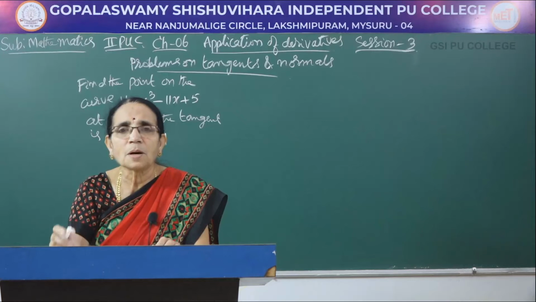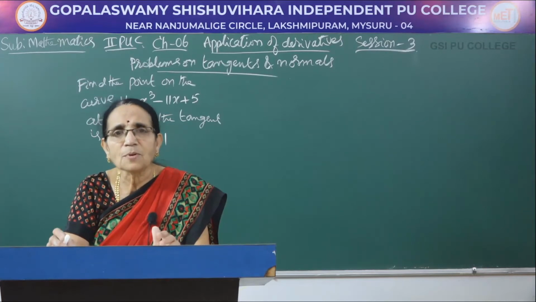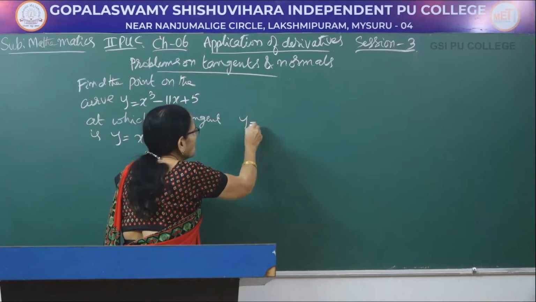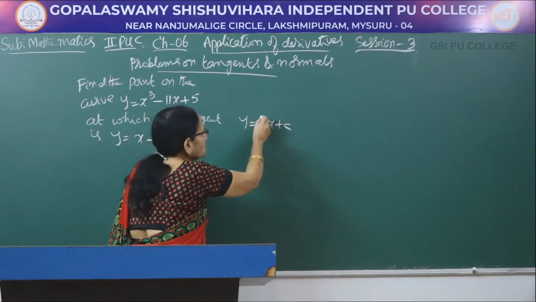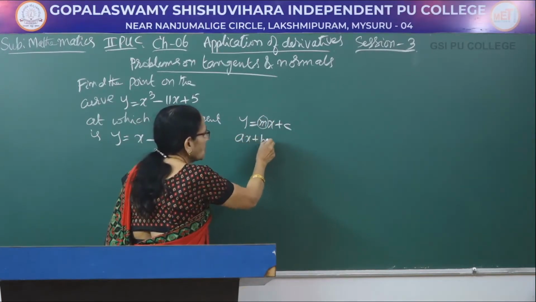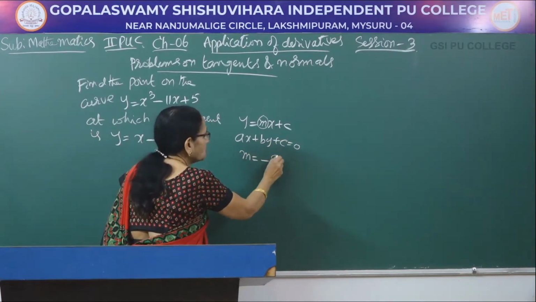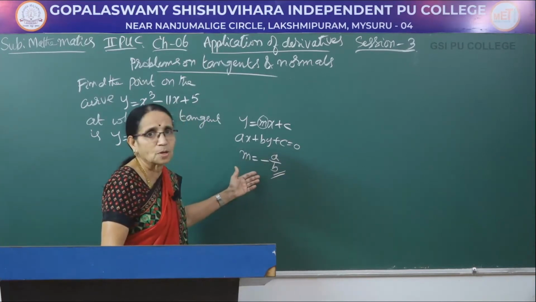Now, in this problem, I am again using another formula to find the slope. That is, when the equation of a line is given in the general form or in the form y equal to mx plus c. Suppose it is given in the form y equal to mx plus c, this m stands for the slope. Suppose it is given in the general form ax plus by plus c equal to 0. In this case, m should be taken as minus a by b. All those things we learnt in first year PUC.